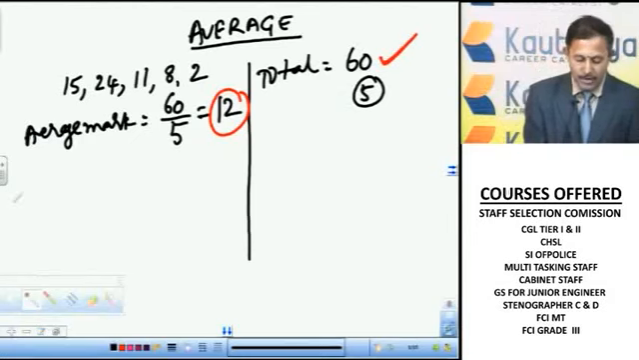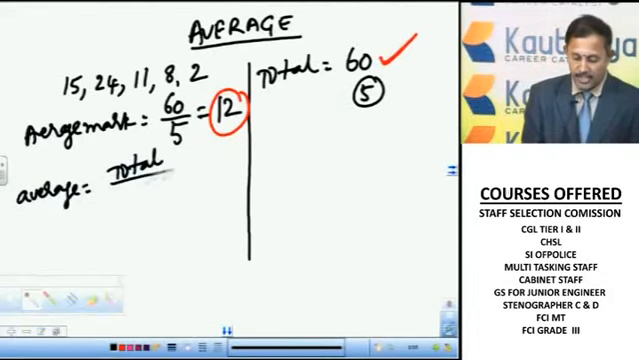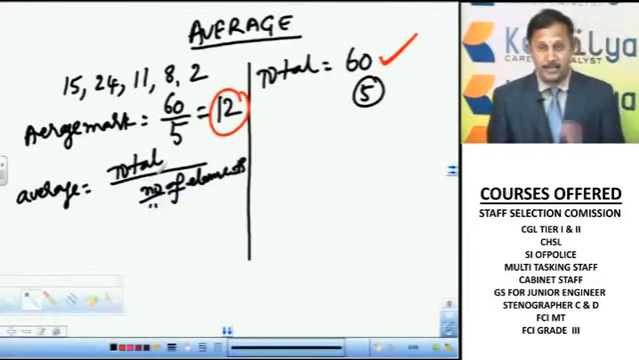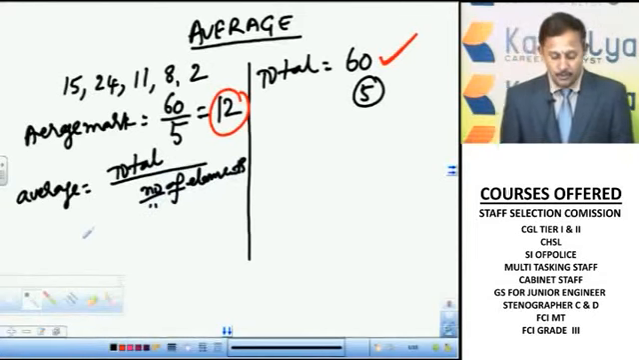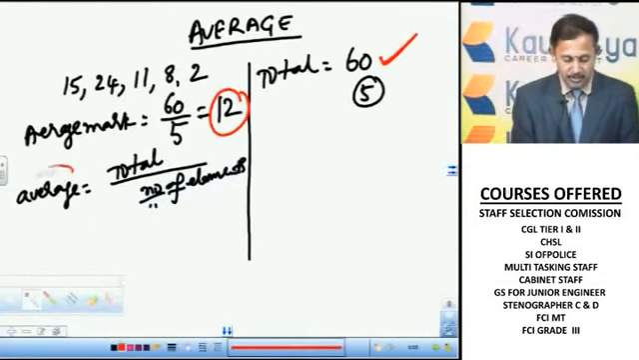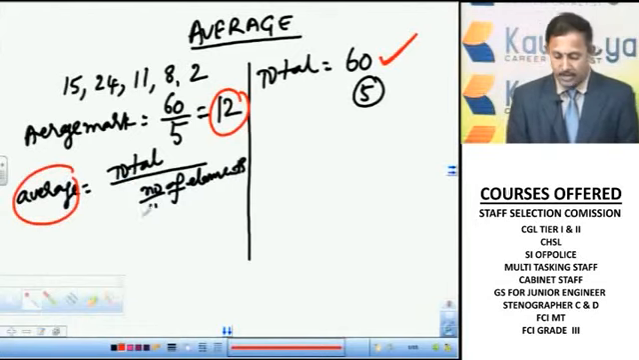So how to get the average of certain quantities? We have to divide the total of all the elements by the number of elements. So here the total of all the elements is 60 and the number of elements is 5. So therefore the average mark is equal to 12. So what is the formula for average? Total by number of elements. That is the formula for average.